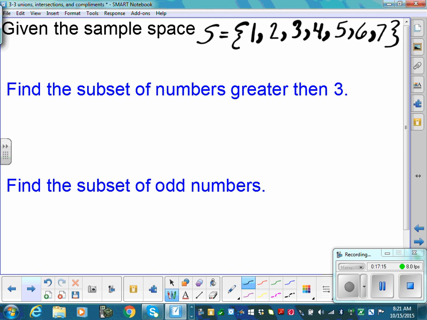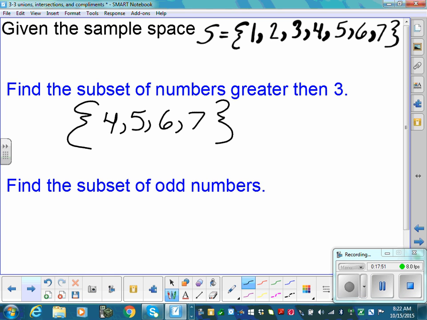All right. So let's do another one. Given the sample space, S is equal to 1, 2, 3, 4, 5, 6, and 7. Find the subset of numbers greater than 3. So we're doing a subset. That just means a smaller piece of the entire sample space, but for numbers greater than 3. Does our set of numbers greater than 3 include 3? No, so all the numbers greater than 3 in our sample space would be 4, 5, 6, and 7.